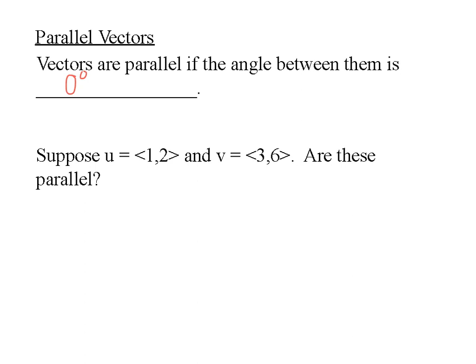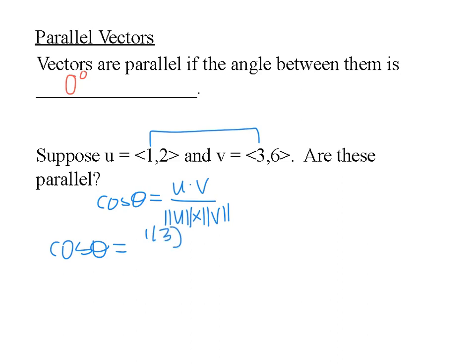So suppose u equals 1, 2, and v equals 3, 6. Are these parallel? Based on what we know right now, we need the angle between them to be 0. So let's see what the angle between them is. Remember, to do that we use cosine theta equals the dot product of the two over the product of the magnitudes of the two. So cosine theta in this case equals u dot v, 1 times 3 plus 2 times 6, all over the magnitude, square root of 5 times square root of 9 plus 36, 45.